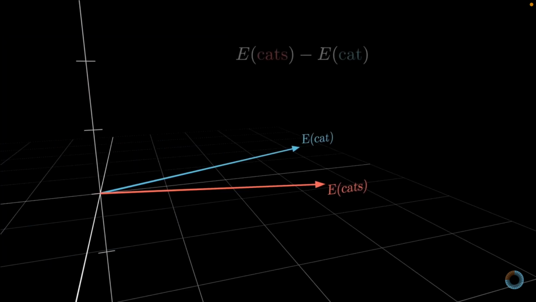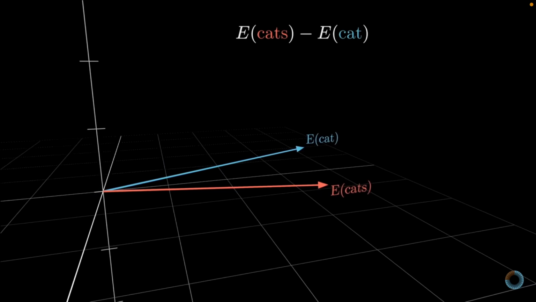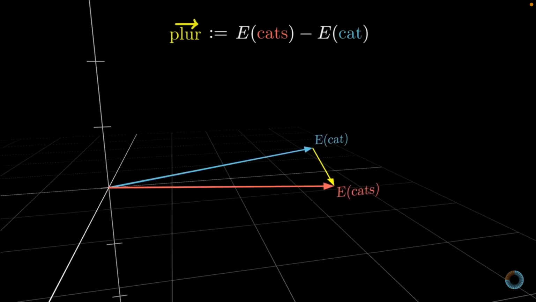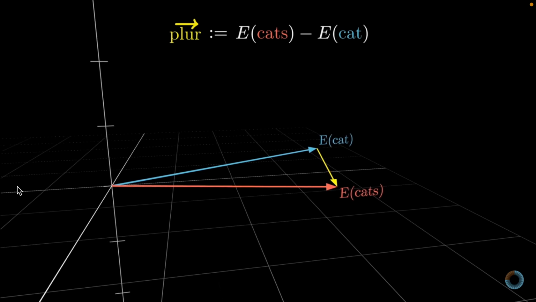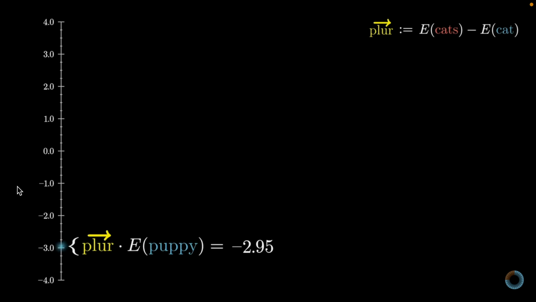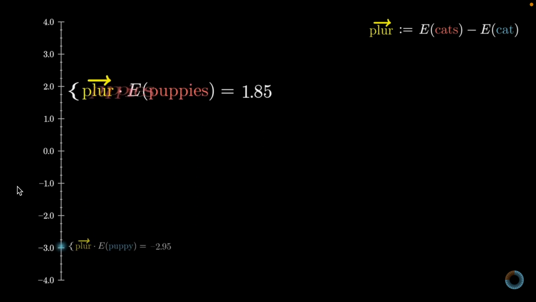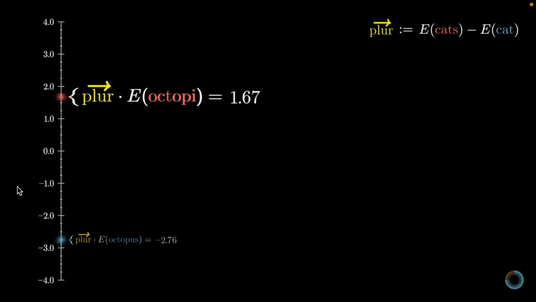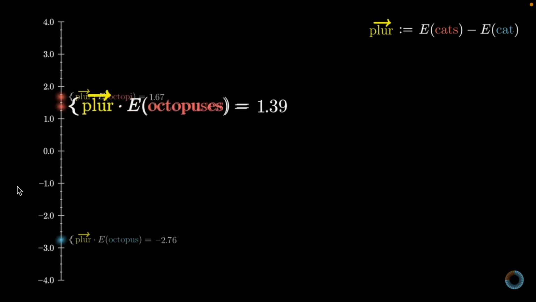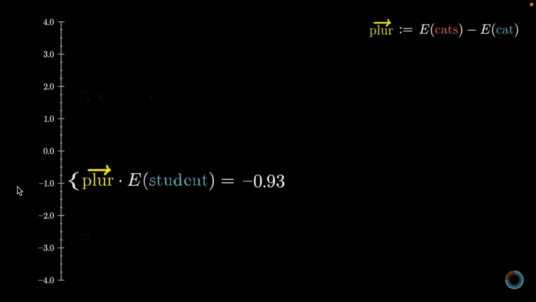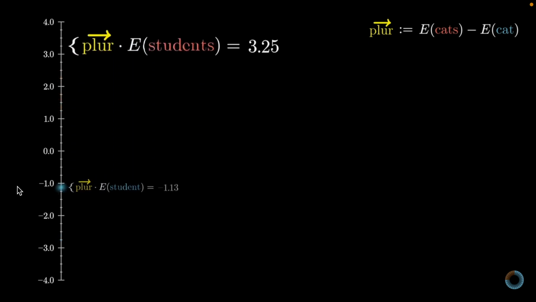For example, let's say you were playing with this model and you hypothesize that the embedding of cats minus cat might represent a sort of plurality direction in this space. To test this, I'm going to take this vector and compute its dot product against the embeddings of certain singular nouns and compare it to the dot products with the corresponding plural nouns. If you play around with this, you'll notice that the plural ones do indeed seem to consistently give higher values than the singular ones, indicating that they align more with this direction.